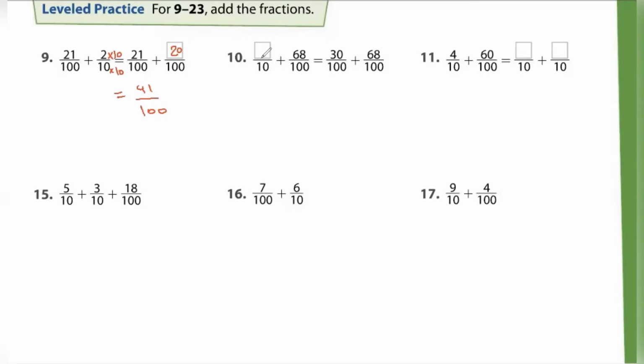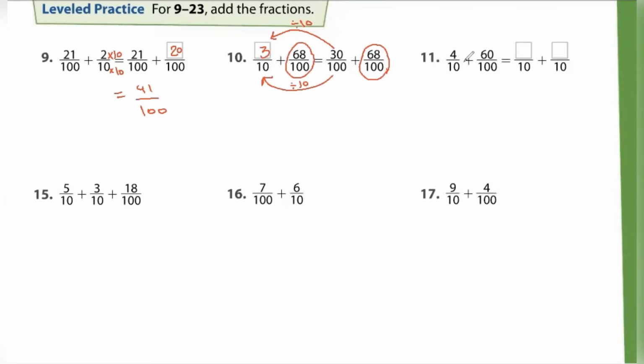Number 10. What out of 10 plus 68 out of 100 equals 30 out of 100 plus 68 out of 100. Here we have 68 out of 100 like 68 out of 100. Now, teacher, it's all about 30 out of 100. 100 becomes 10. How can I change 100 to make it 10? By dividing by 10. I convert from a big number to a small number, so I will divide. 100 divided by 10 equals 10, and 30 divided by 10 equals 3. So the unknown number here is 3.